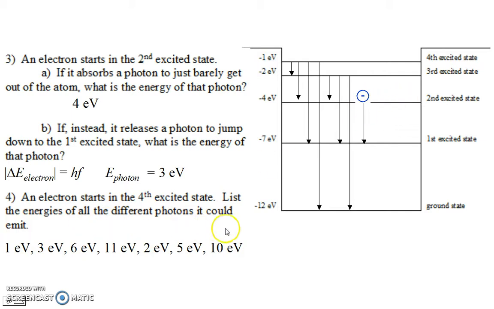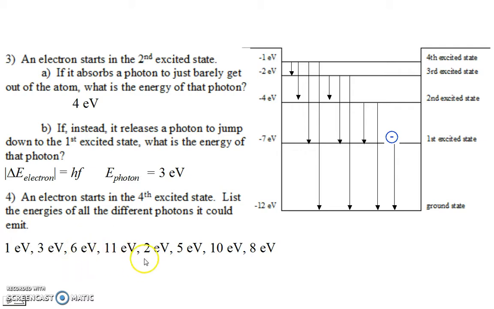However, from the 2nd excited state, where can it go? It can go all the way down to ground, giving off 8 electron volts from -4 down to -12, so it loses 8 electron volts, giving off an 8 electron volt photon. And there's only one more, because once somehow it gets down to the 1st excited state, from here, where could it go? Well, it's only jumping down, so it's going to jump down to the ground state, giving off 5 electron volts, but we've already listed 5 electron volts, so here's our entire list.